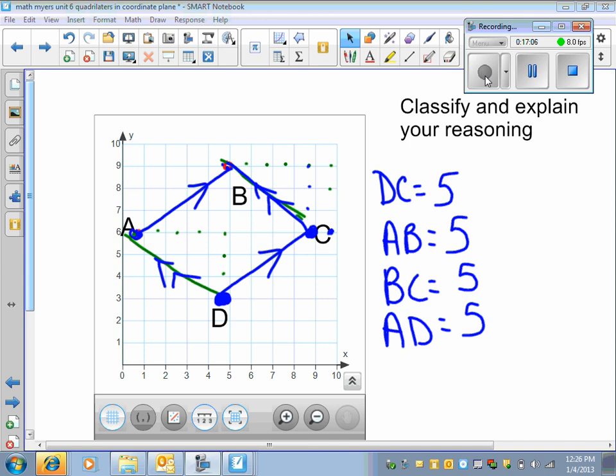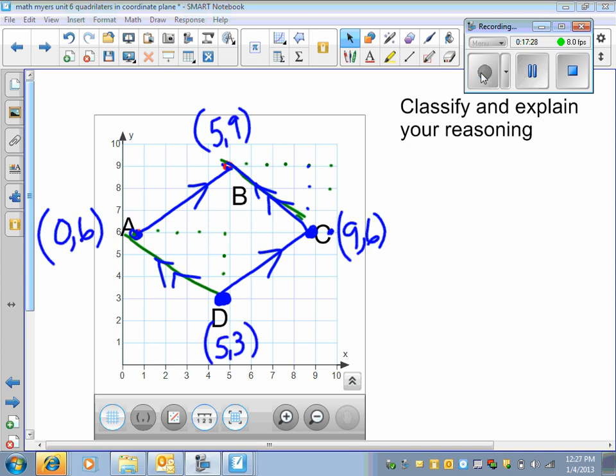Oh my goodness. Now how am I going to figure out if it's a rhombus or a square? Well, we said that the difference between a rhombus and a square was that the diagonals are congruent in a square and they bisect in a rhombus. So I tell you what, let's find the distance of AC and let's find the distance of BD and compare.